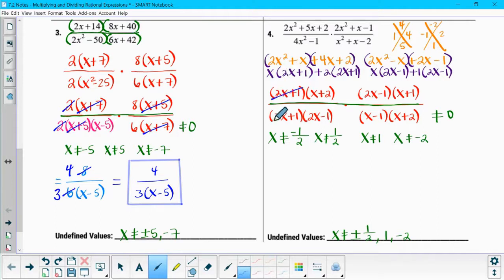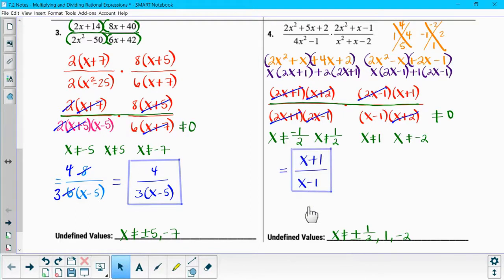I notice I have 2x plus 1s. I notice I have x plus 2s. I notice I have some 2x minus 1s. And I have x plus 1, x minus 1. If they do not look exactly the same, you cannot cancel them out. So I'm going to go ahead and say my final answer is x plus 1, x minus 1.